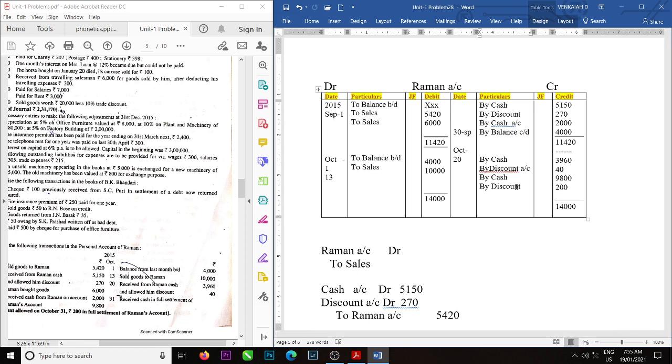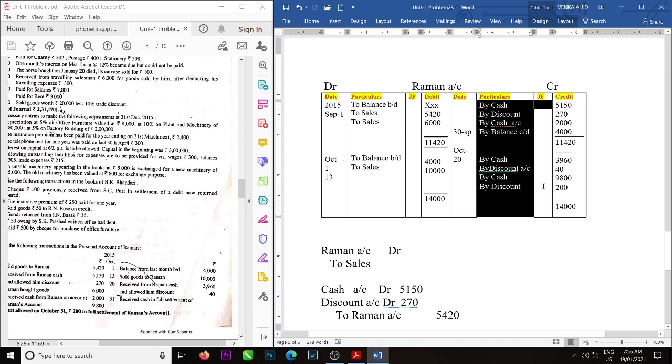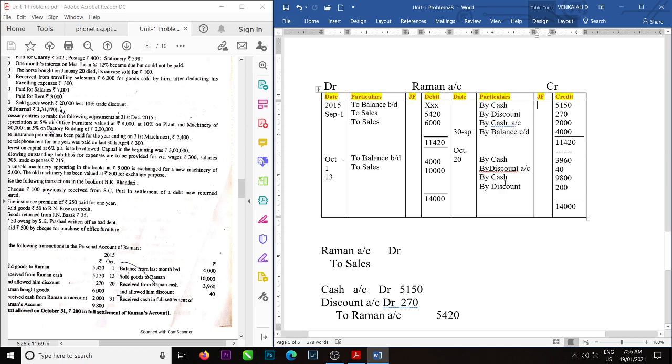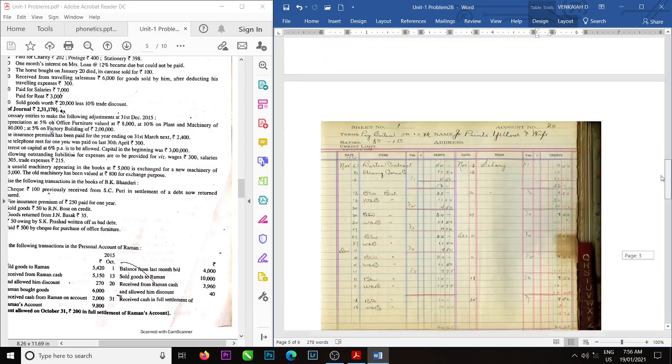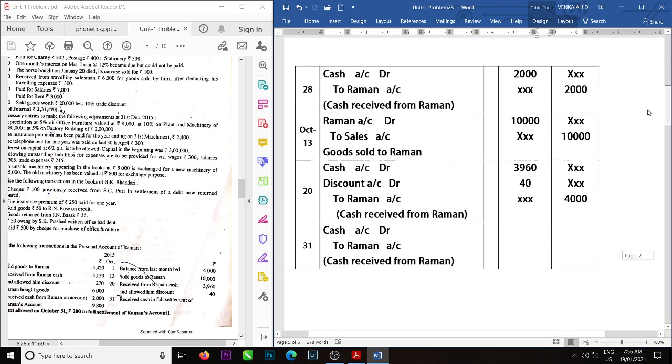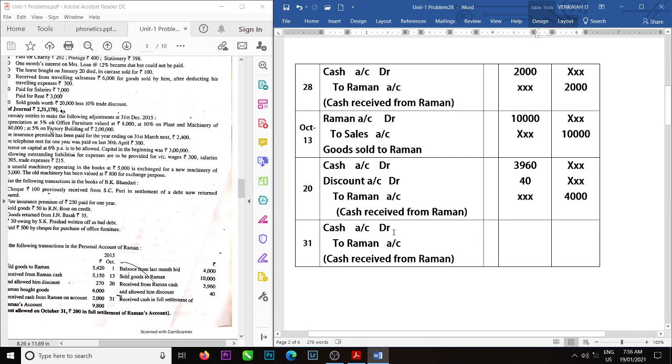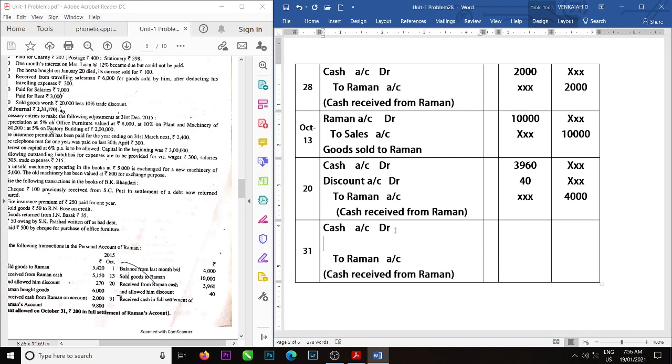all the transactions were posted. And now I update with this journal entry. Okay. Which side do I have to write? It is the credit side. It starts with the cash, by and discount. So I will write cash account debit, discount account debit, to Raman account. Cash very clearly it is given, 9,800.